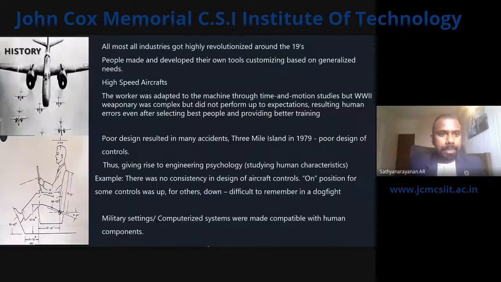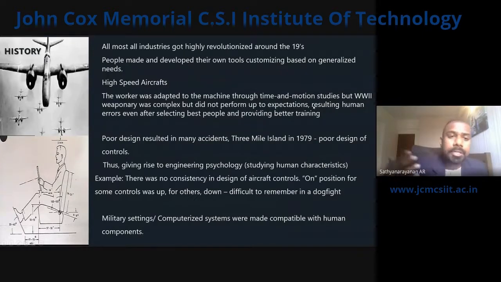All right, let's come to the history. The industrial revolution revolutionized things, and most of the major developments happened in the 19th century. High speed aircraft were used in World War I and World War II, along with complex machinery and weaponry. But the problem they identified over time was that workers were made to adapt to the machine through time and motion studies, and the weaponry was complex but did not perform up to expectation.